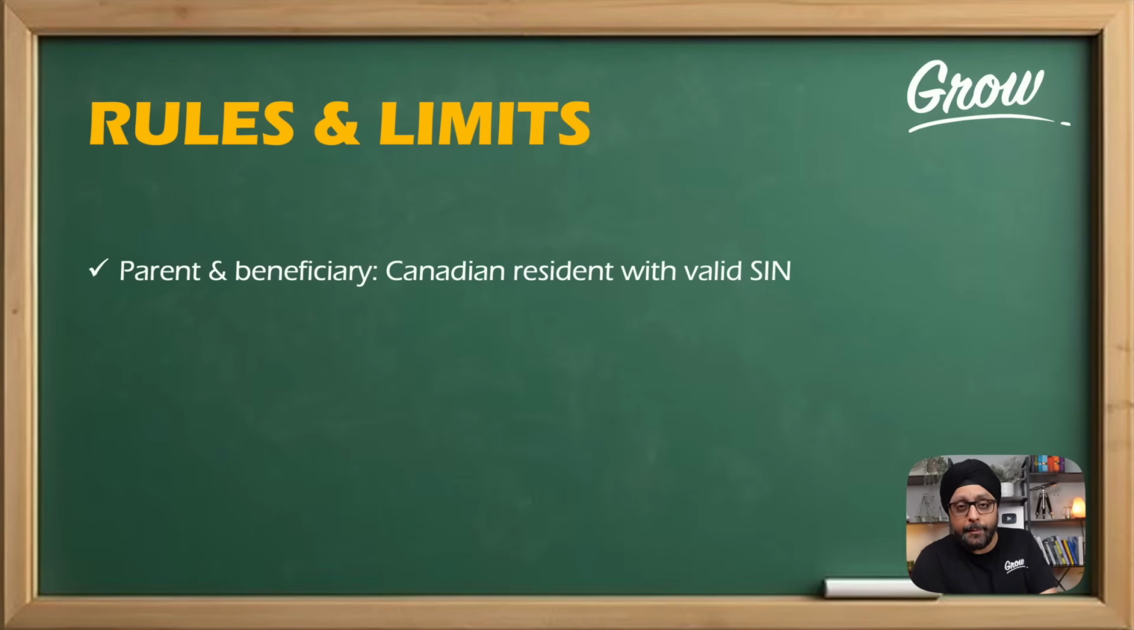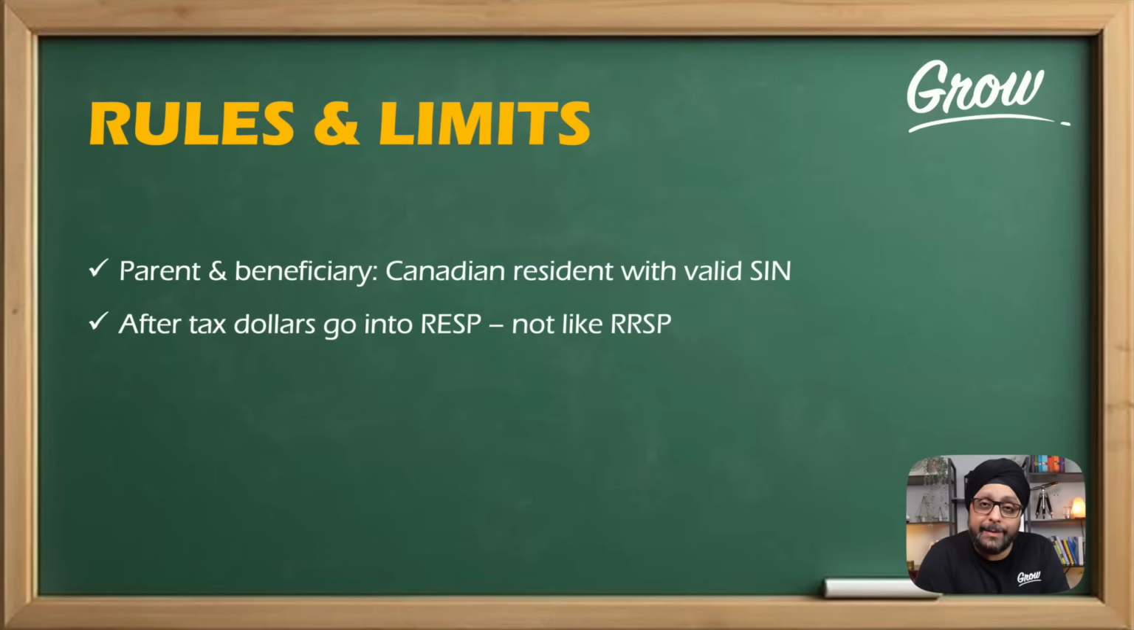But yeah, if you're a work permit holder with a clear path of being a PR and then a citizen, all you need to have is a valid SIN, and both you and the beneficiary, which is your child, should have that. After-tax dollars go into RESP, and it's not like RRSP.